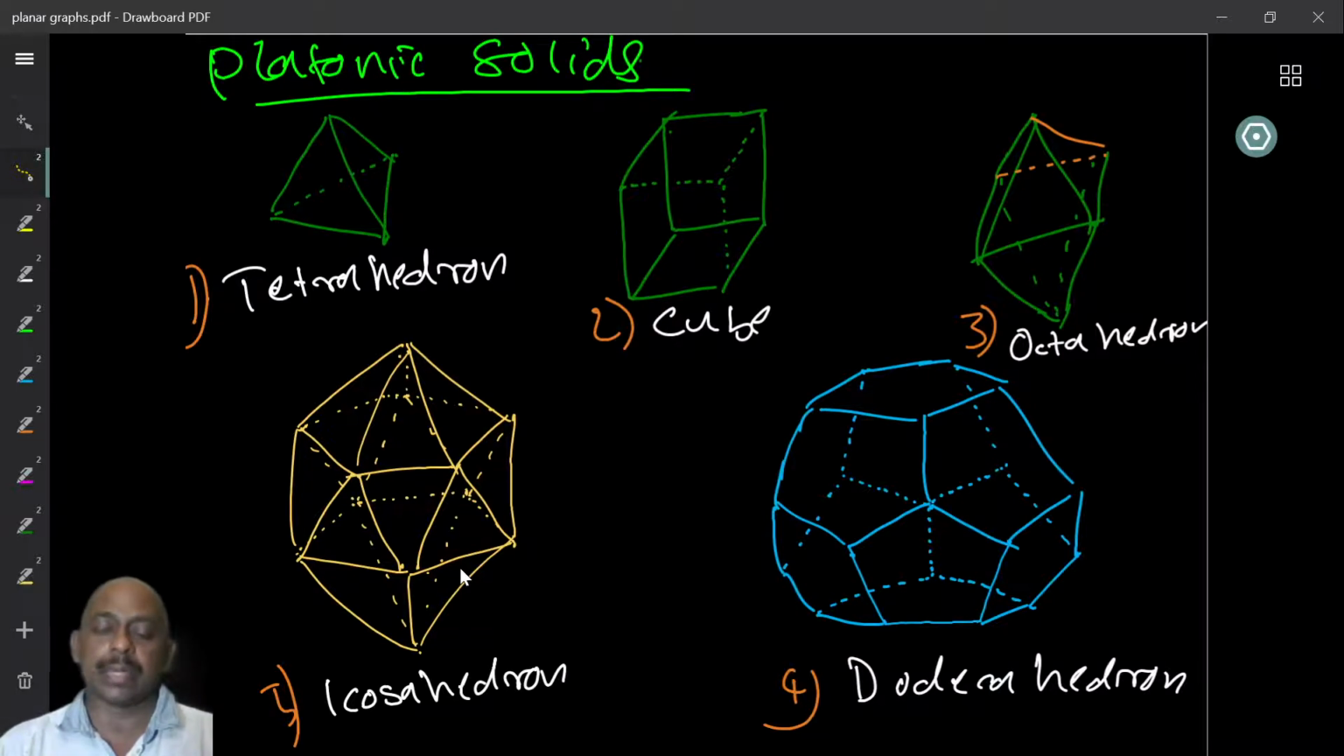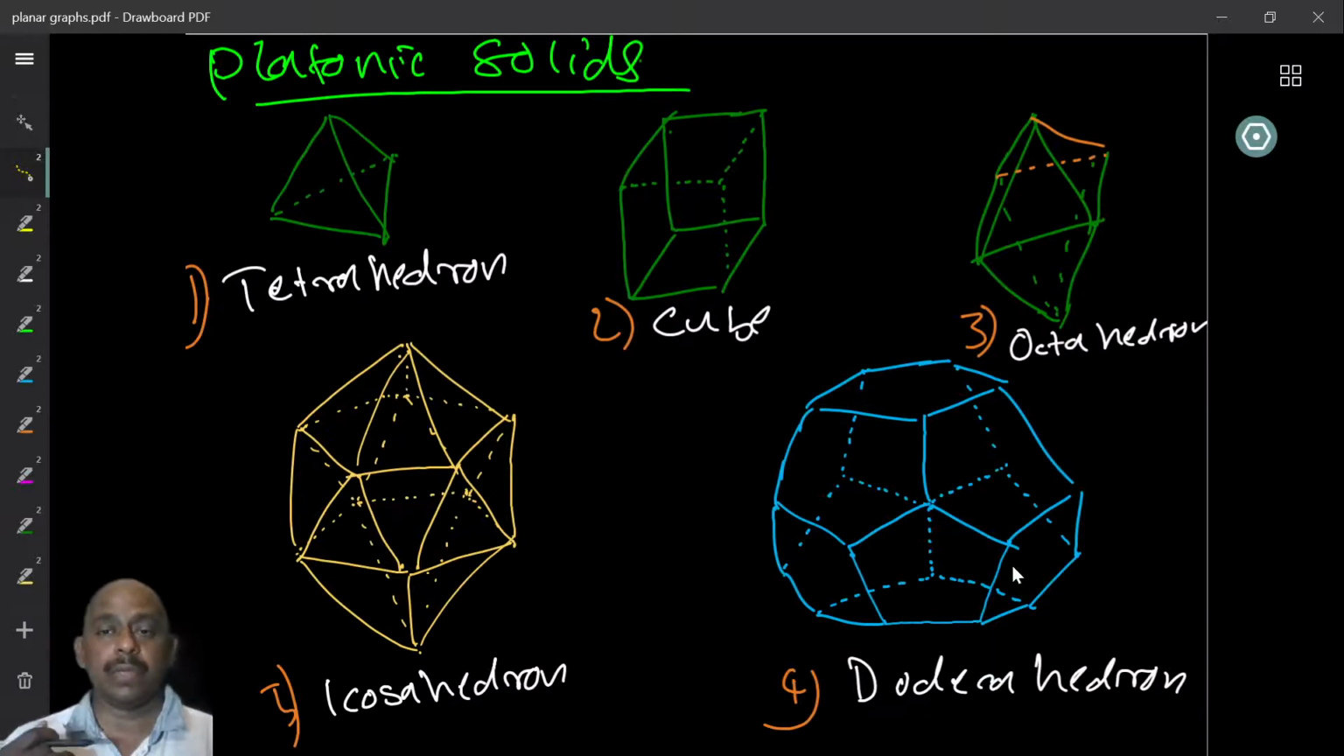Now then you have the dodecahedron, which has pentagonal faces, and then it has how many? 5 plus 5 plus 2, 12 faces, and then it has 30 edges. Okay? So these are the Platonic solids.